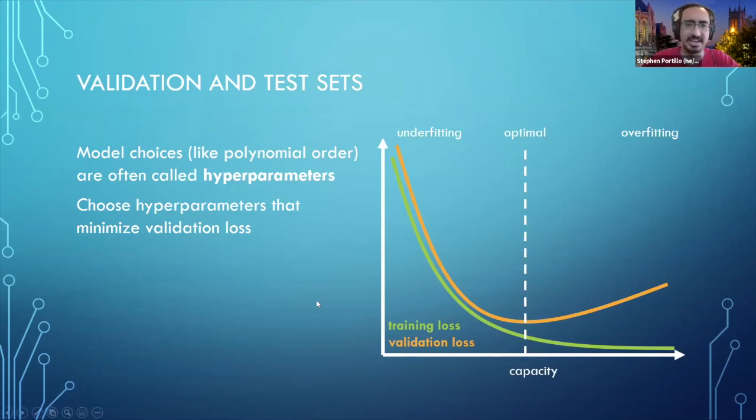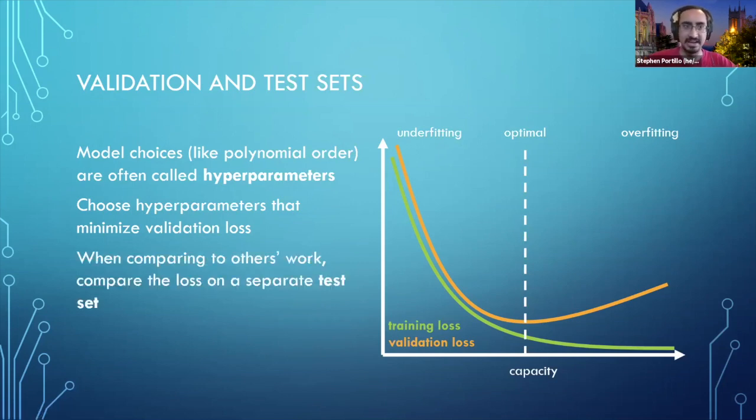Another thing I'll mention on this slide is that if you're comparing to a model that somebody else has made, it's also good to have an even more separate test set. Just like the training data was used to find the best parameters for the model, the validation set we're kind of using to find the best hyperparameters to choose, where in the middle we should be. And so to do a really fair comparison to something that someone else has made, we should compare on a different set called a test set.